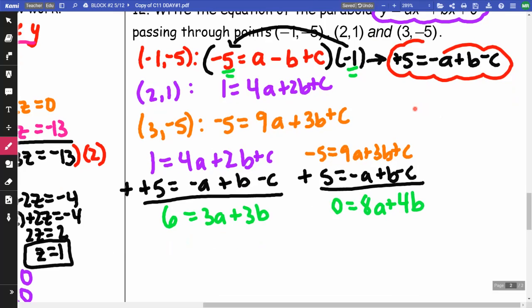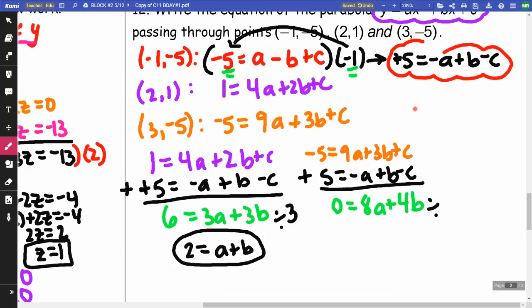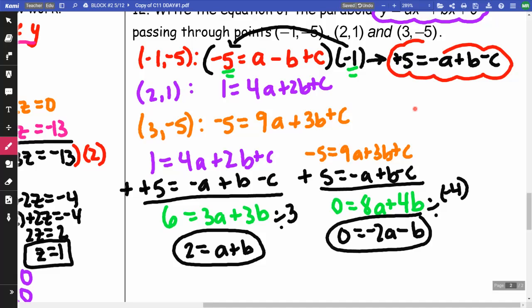So I can divide both of these. I can divide this one by 3. And when I do that, I'm going to end up getting 2 is equal to a plus b. That's kind of what I get right here. And I can divide this one by 4, but I'm thinking I'm going to divide by a -4. The reason I'm going to divide by a -4 is that's actually going to make this a -2a, which doesn't really matter, but it's going to make this 4b into a -b. And that's going to be nice because over here I have a +b and now I have a -b.